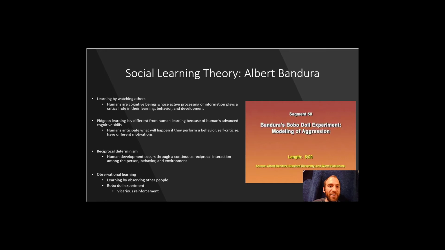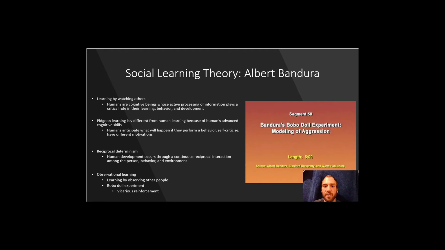So he argued, hey, wait a second, Skinner, we actually have a brain and we have cognition, and we learn by processing what other people are doing in a social context. So pigeon learning is very different from human learning because of humans' advanced cognitive skills. Humans anticipate what will happen if they perform a behavior, self-criticize, and have different motivations. So the idea here is that humans don't always need a reinforcer. They are anticipating, using Skinner's language at least, what the reinforcer is going to be, what their outcome is going to be. Also, people come to a situation with different motivations.